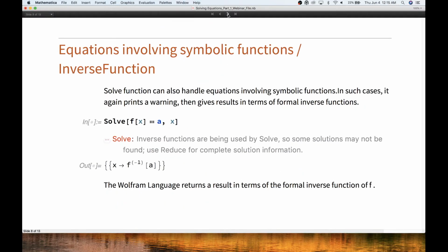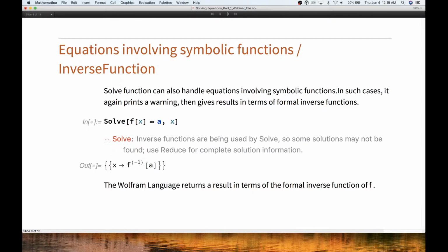Let's now move forward and take a look at those equations which involve symbolic functions or inverse functions. So the Solve function can also handle equations involving symbolic functions. In such cases, it again prints a warning, as you see over here, but then gives a result in terms of a formal inverse function. So when I do solve f of x is equal to a with x, it says that inverse function has to be used, but the Wolfram language gives the results for that.